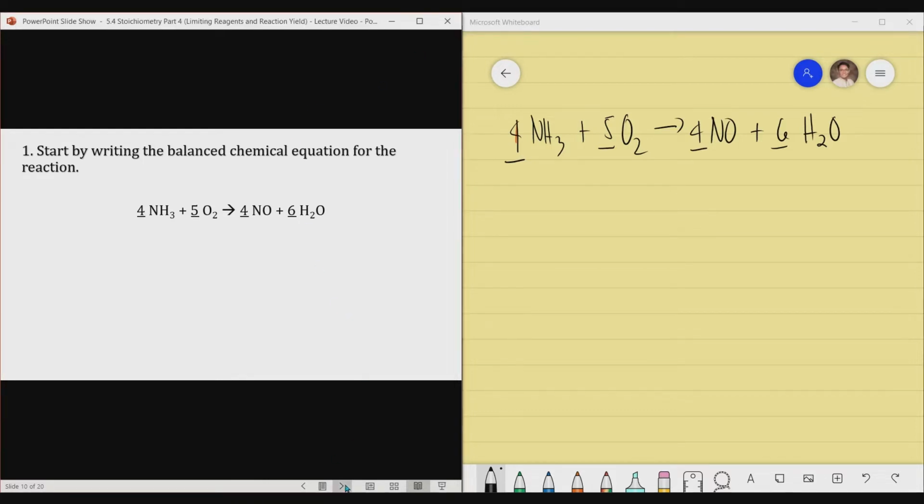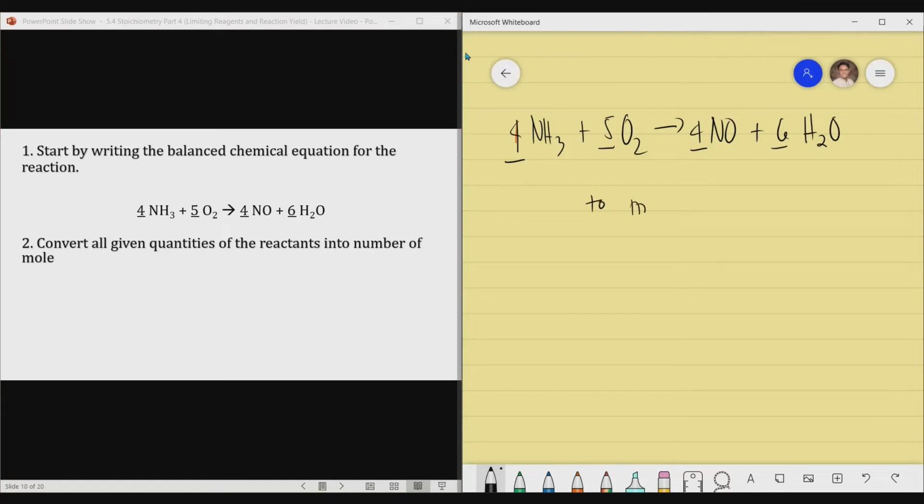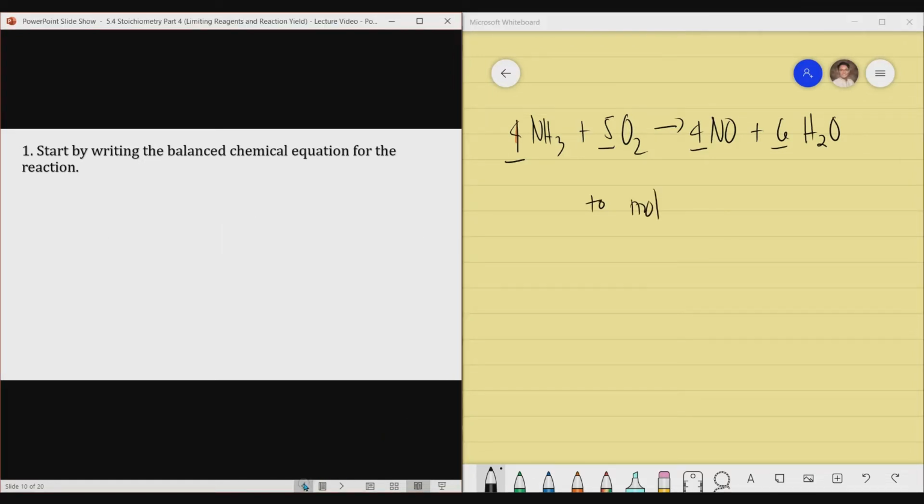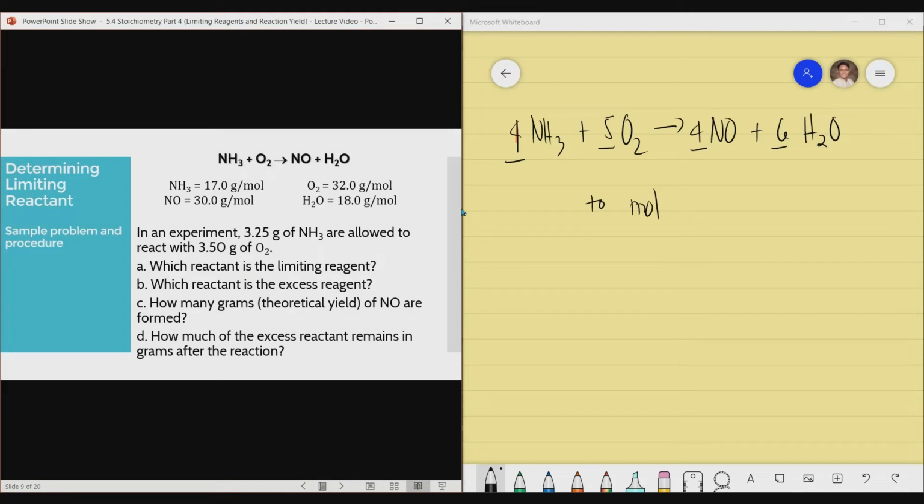Okay? Second step, convert all given quantities of the reactants into number of moles. So, lahat daw po nung given ay kailangan natin i-convert into mole. So, all given should be converted into mole unit. Tignan natin yung given. Ang given po natin ay grams. So, grams ay gagawing mole unit.